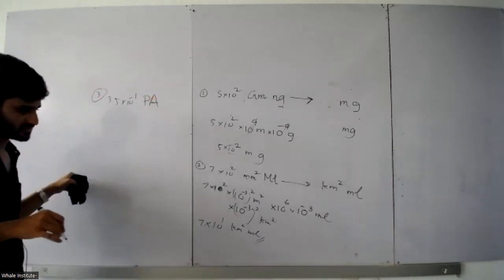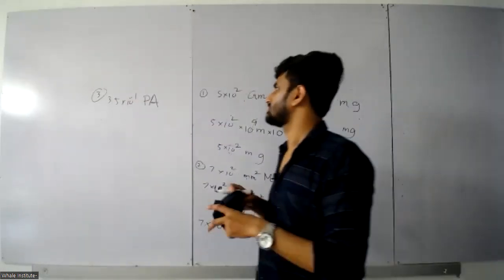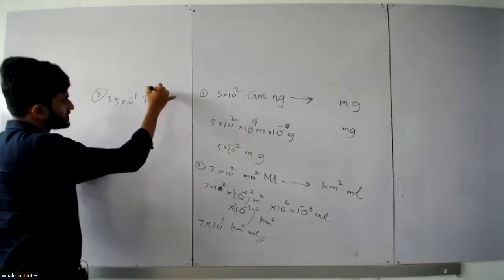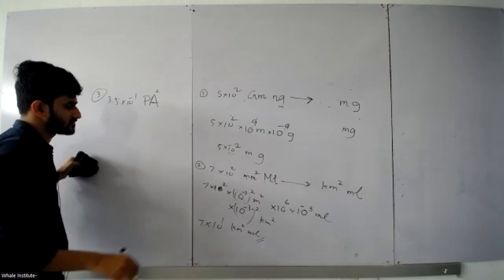Here A means it should be a unit. We know the unit A is ampere. CA. I can put square also.